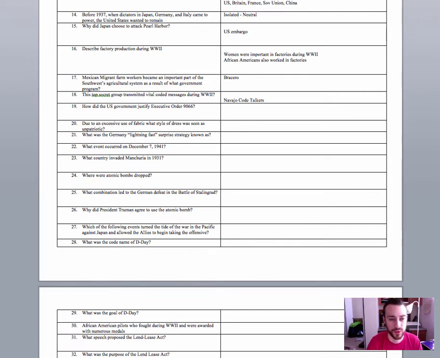How did the U.S. government justify Executive Order 9066? Military zone. They thought that the West Coast, they're going to make the West Coast a military zone, therefore the Secretary of State could do whatever he wanted to. Number 20, due to an excessive use of fabric, what style of dress was seen as unpatriotic? Zoot suits.